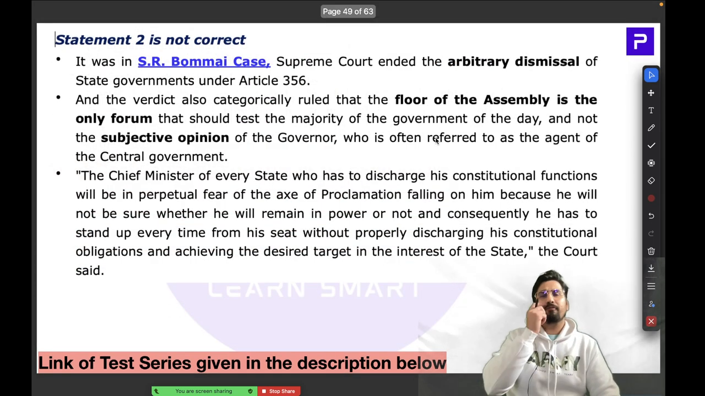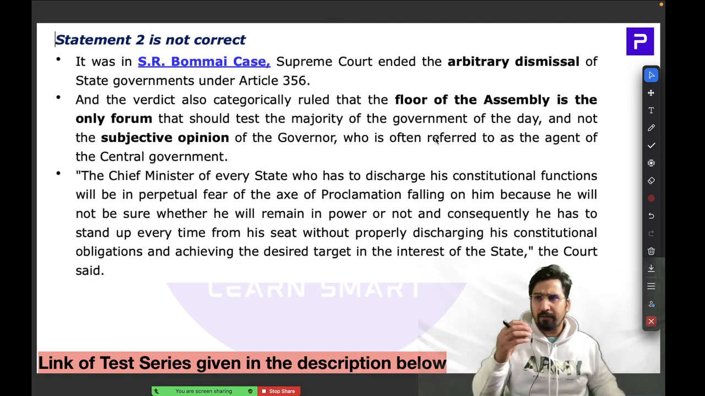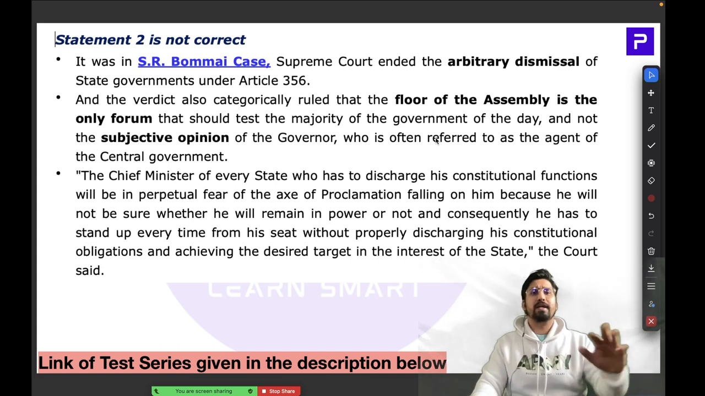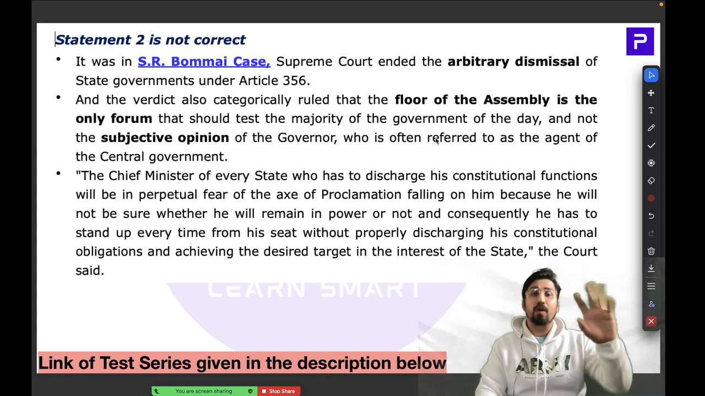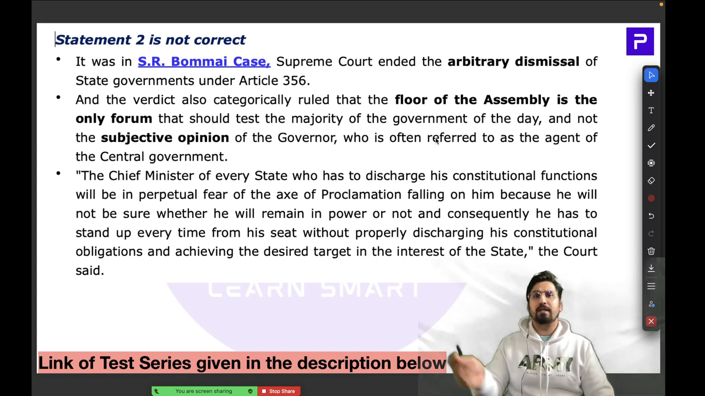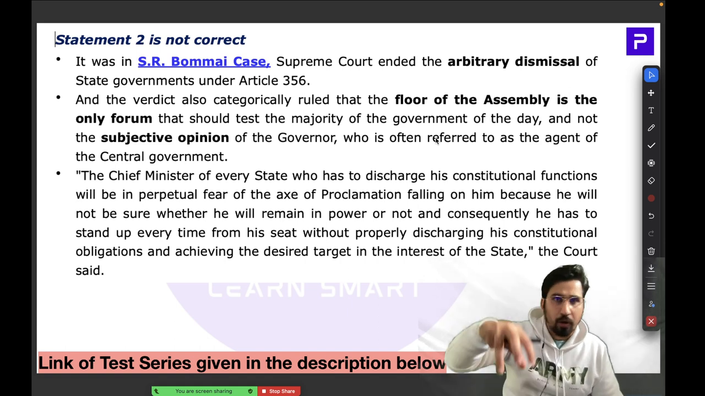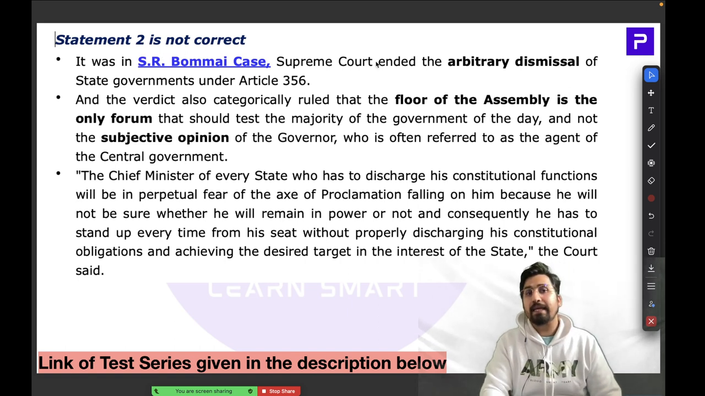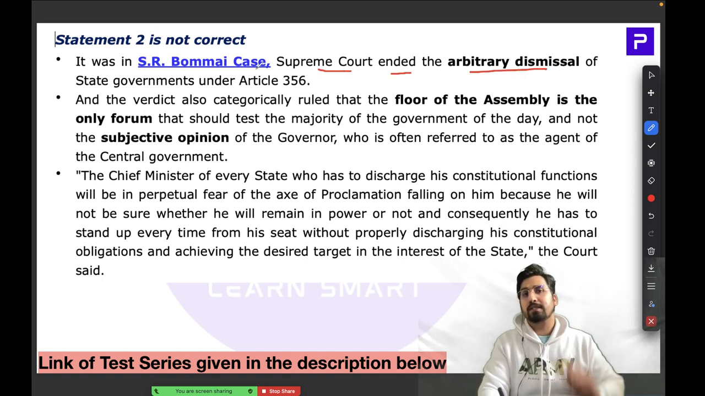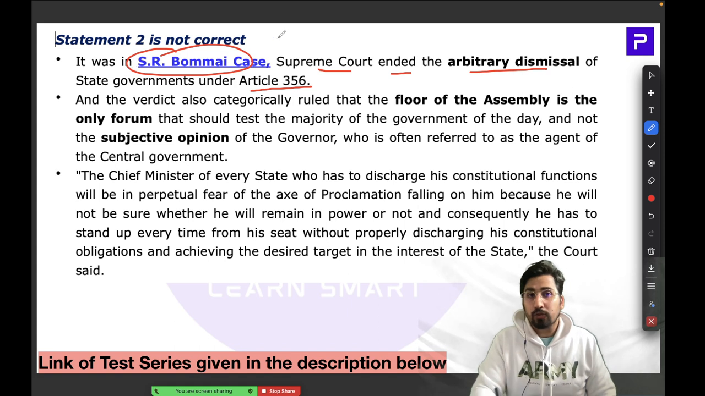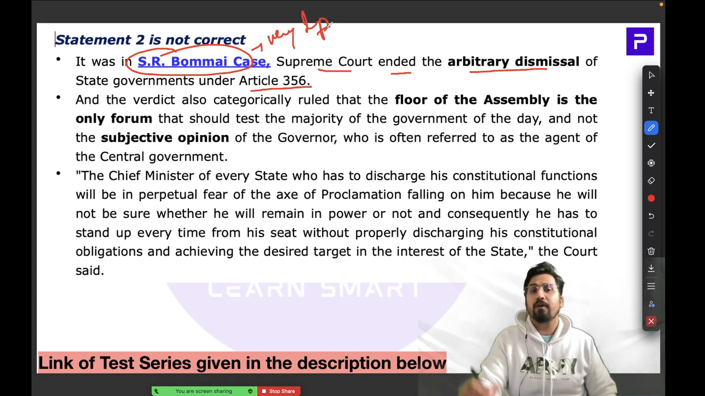Now there was a time in India when there was a kind of political instability, and India had witnessed lots and lots of states going into president rule for longer times and even many times. Considering that problem, where president rule was treated as a quick fix method by which the center wants to dominate over the state, to restrict that kind of misuse it was the landmark SR Bommai case where the Supreme Court clearly ended the arbitrary dismissal of state governments under Article 356, because lots of misuse was happening with respect to the president rule. So this case becomes very, very important in terms of president rule in India.